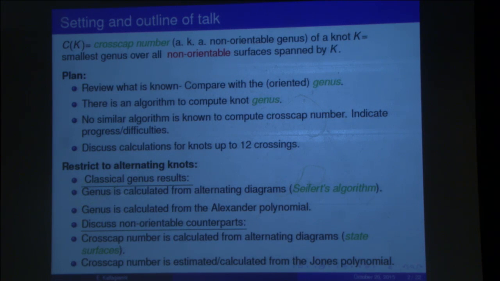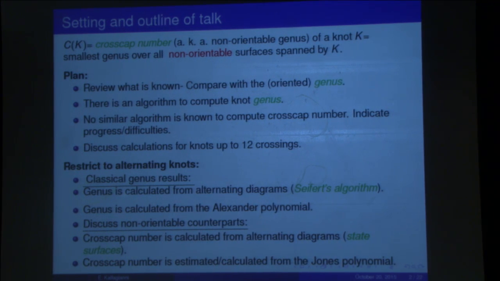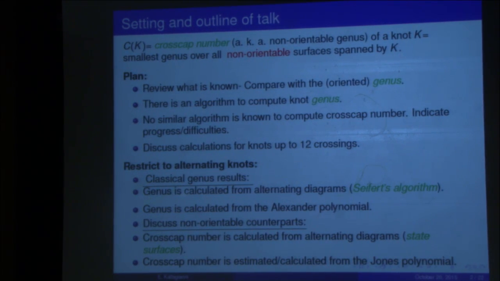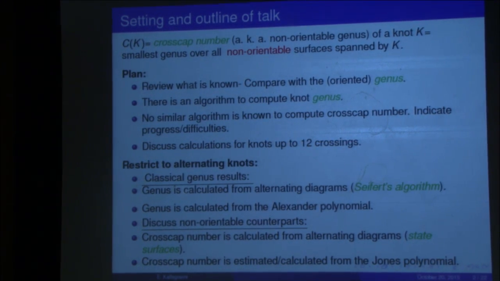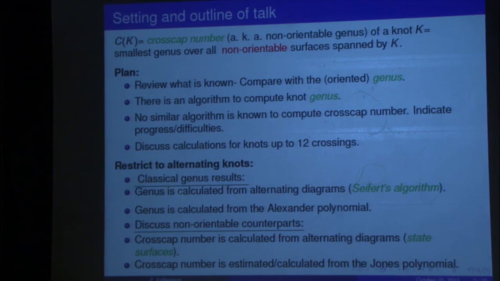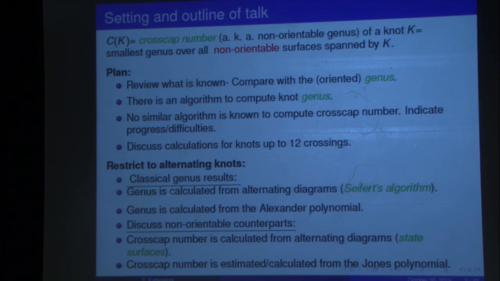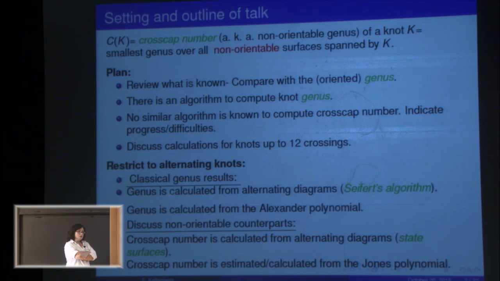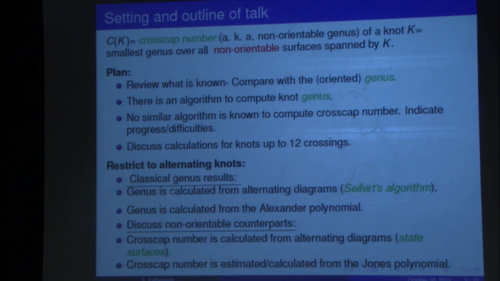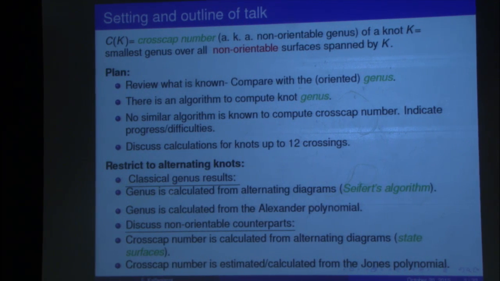Then I'll restrict to alternating ones, where there are two particular things I want to focus on. You can obtain the oriented genus directly from an alternating diagram using the classical Seifert's algorithm. And the other one is that you can calculate the genus of an alternating node from the Alexander polynomial.